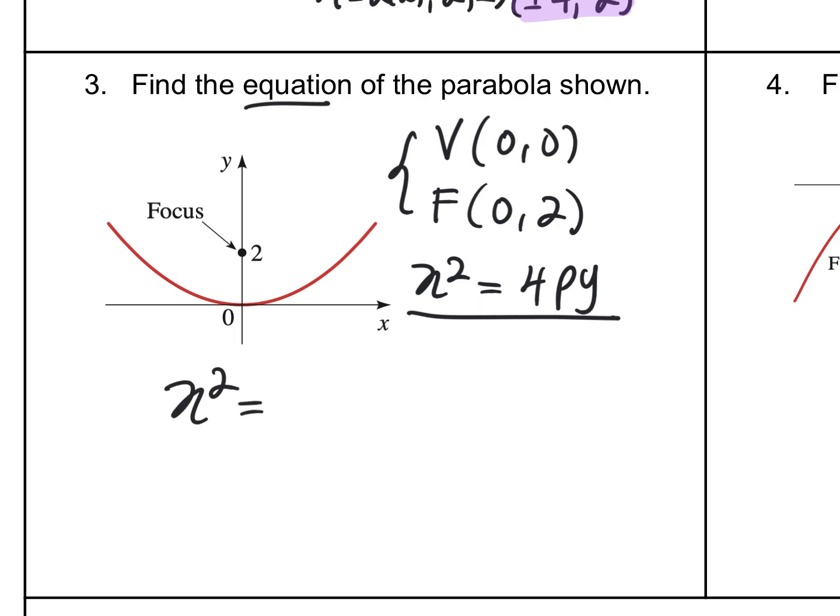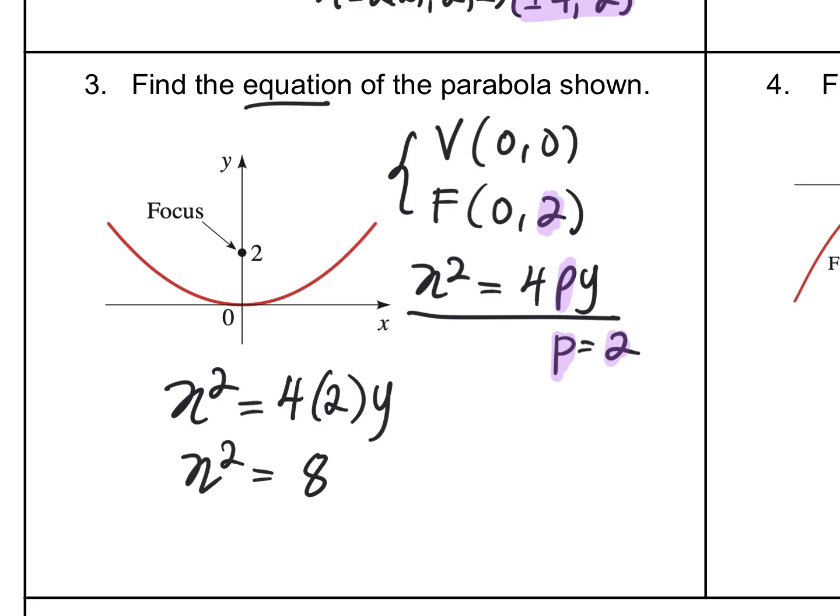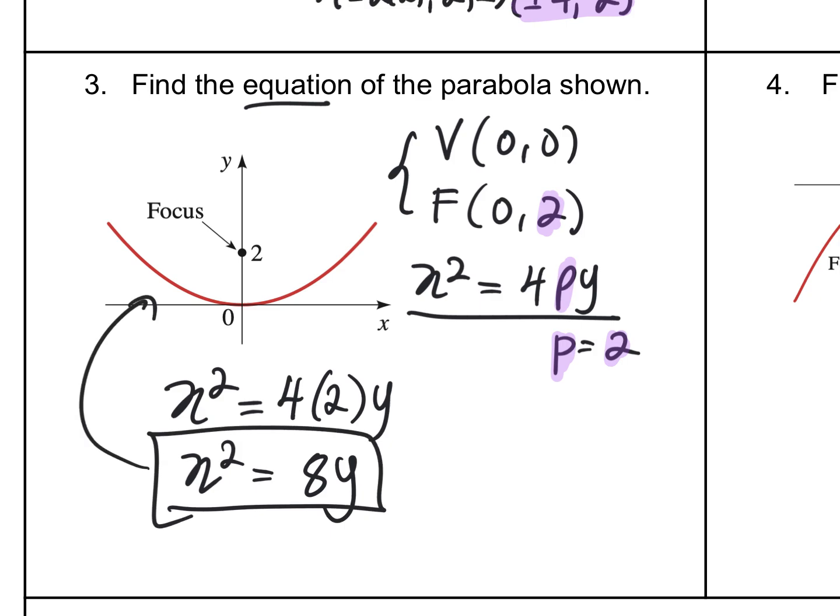So we're going to get our equation here now. In this case, our p is equal to 2. Remember that your p is at your focus. This 2 is the same as your p. So we're just going to substitute these numbers: it's going to be 4 times 2 times y. Therefore, x squared is equal to 8y. So this is the equation of this graph.